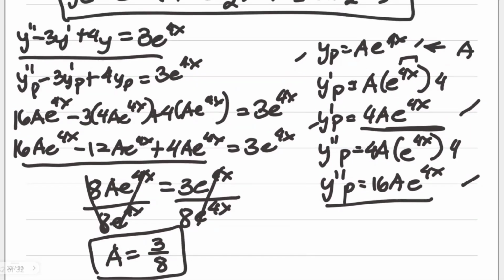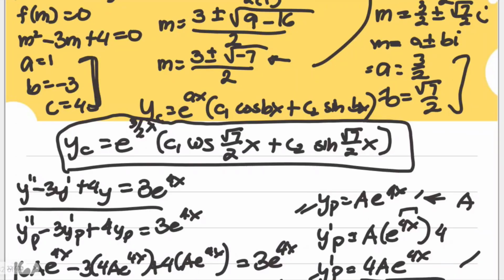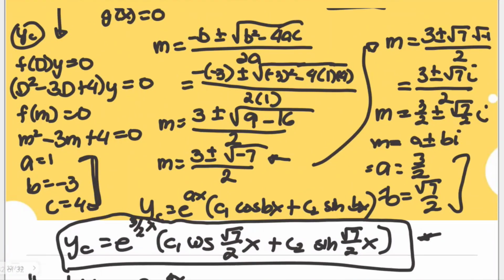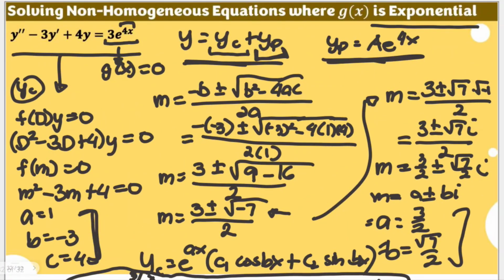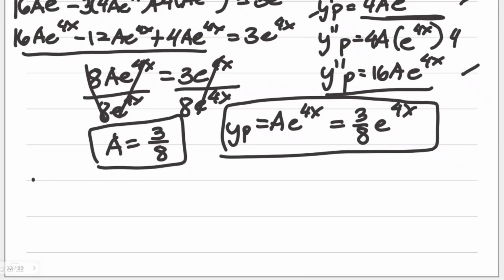Therefore, your y sub p, which is expressed as a e to the power of 4x, will then be equal to 3/8 e to the power of 4x. This is your y sub p. With this and your y sub c earlier, as mentioned, the solution is the combination of both. So you will have, this is your y sub c. Let me copy this. Okay. Let me go back here. y is equal to y sub c plus y sub p.